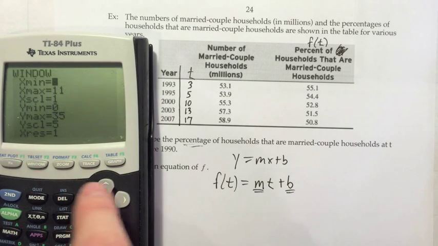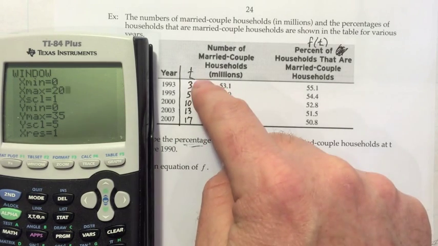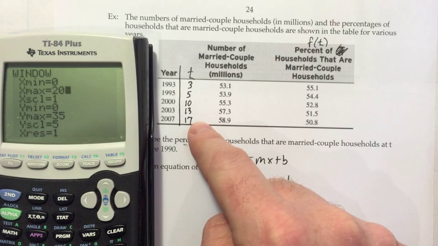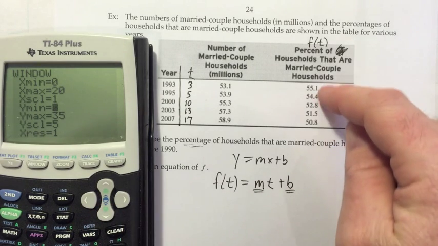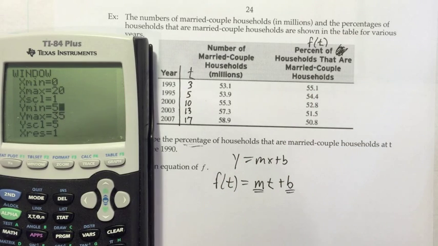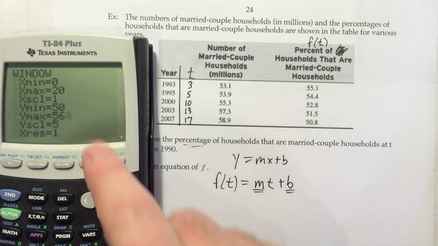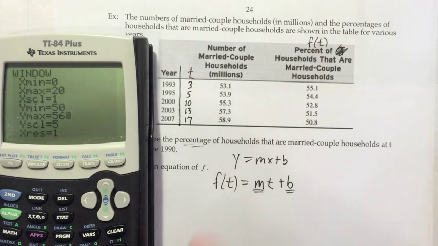So I'm going to take the window, and then for the minimum I'm going to go with 0 and 20 because those are a little smaller and a little bigger than the minimum and maximum for t. We could count in 1s or 2s, it doesn't matter too much. I guess I'll just leave that as a 1. And then on our outputs, they go from 50.8 to 55.1, so I'll go from a low of 50 to a high of 56, just giving myself a little room below the smallest and above the biggest. And then 50 to 56 isn't a very big span. I don't want to count in 5s, which is there now. I'll change that to a 1.